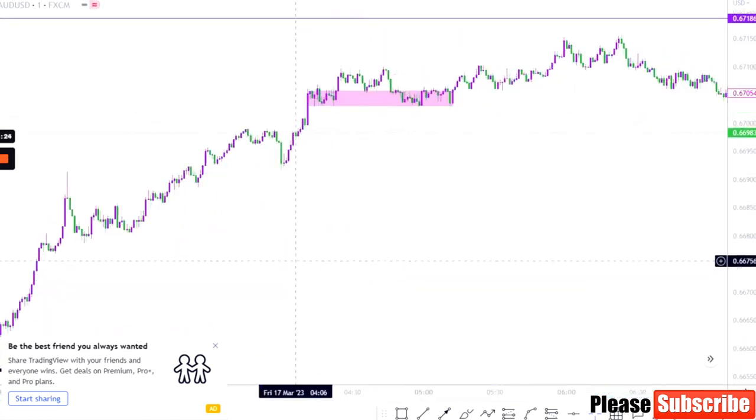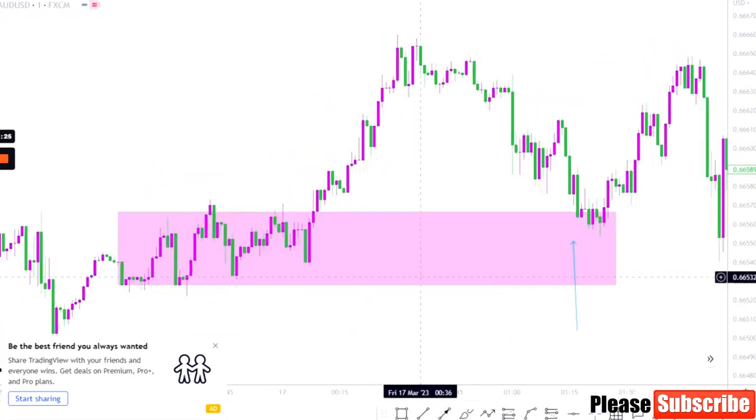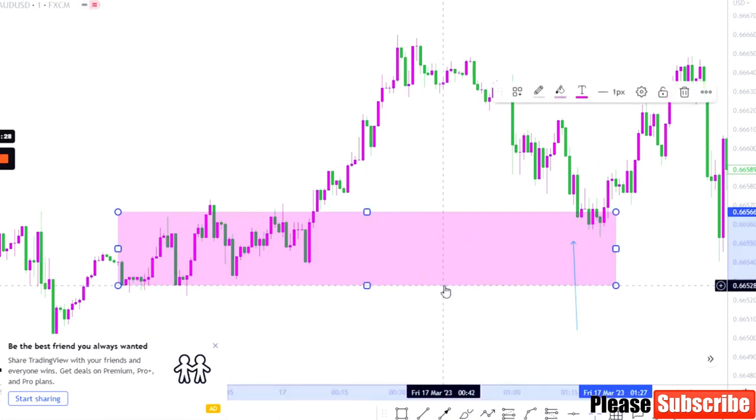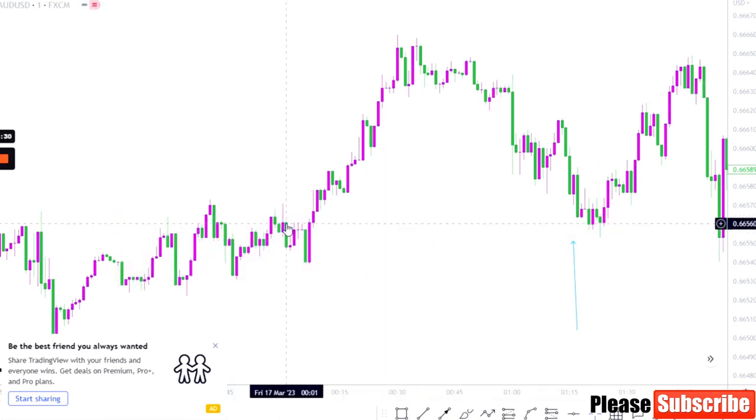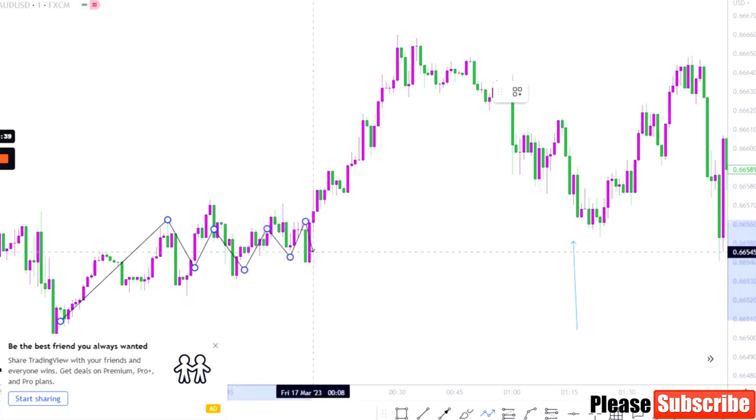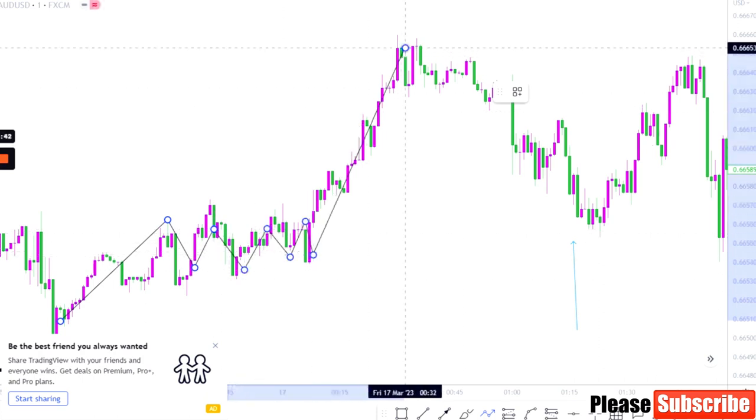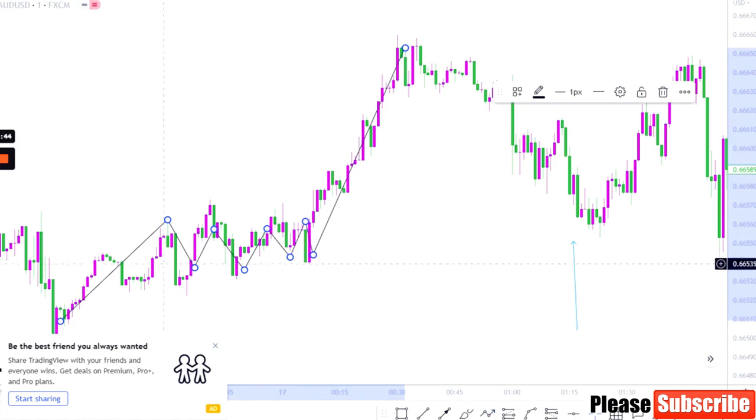Okay, here are a few examples I've marked out over here. Let's clear this up. Now you can see where we had this rally, the first rally, and then we had this area which was the base, and then we had the next rally. This tells you that the market was going up. They had a brief consolidation, and then the market kept going up, meaning the buyers wanted to still move. The buyers were still in power.